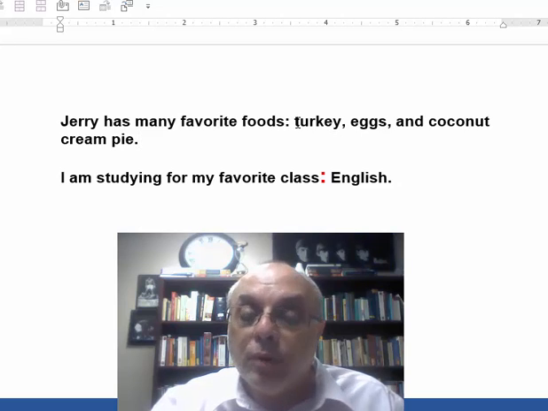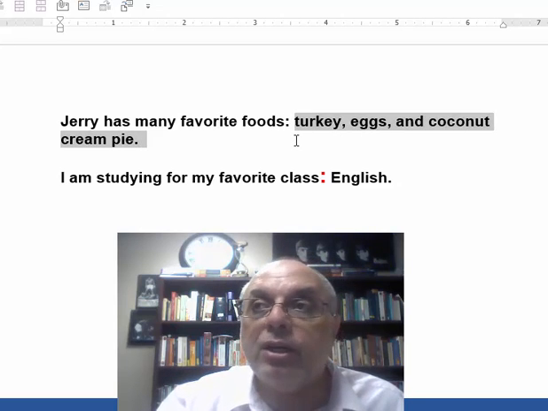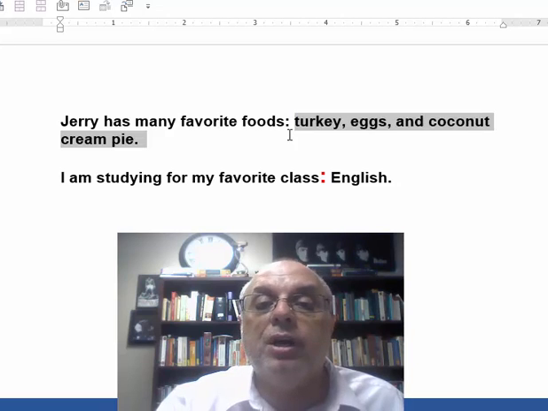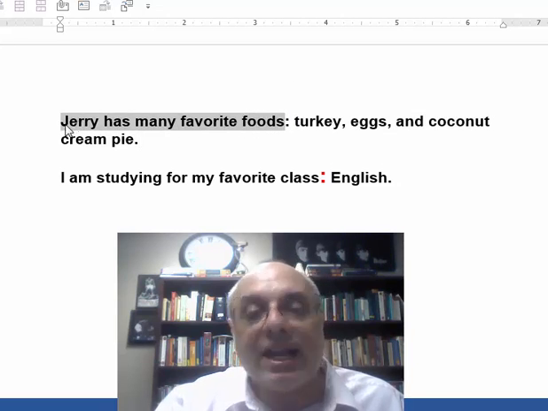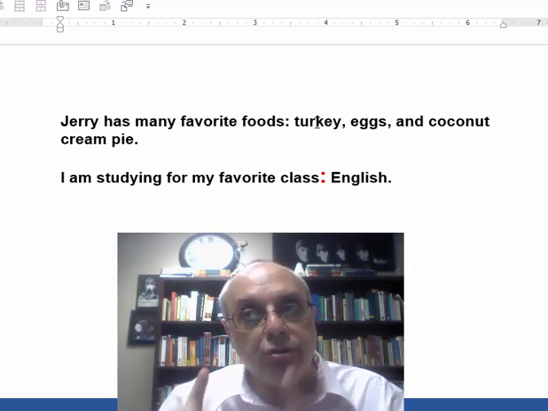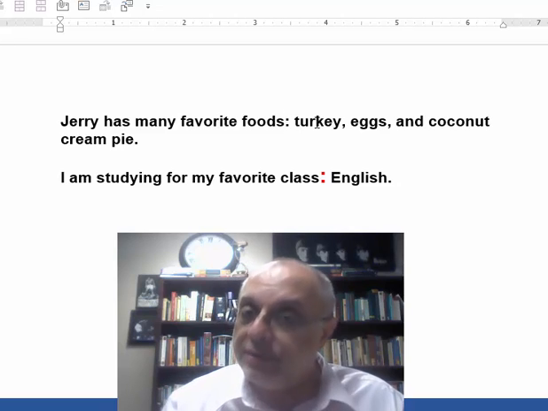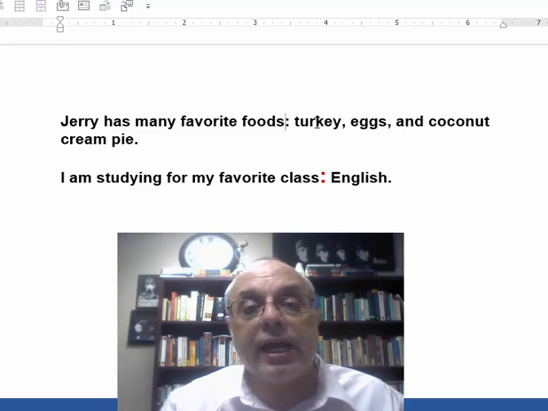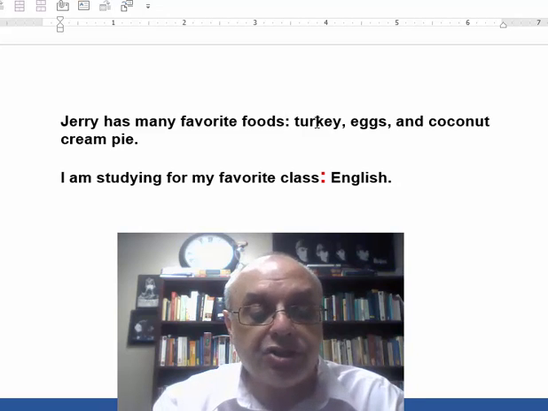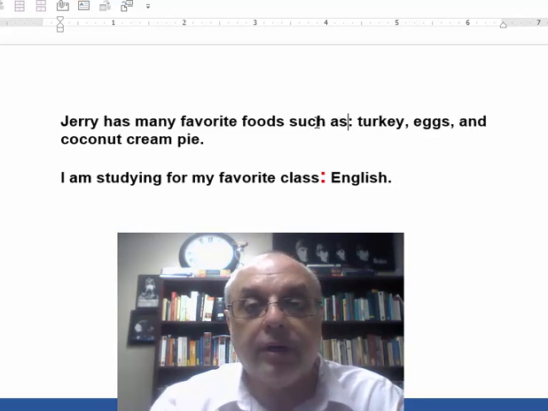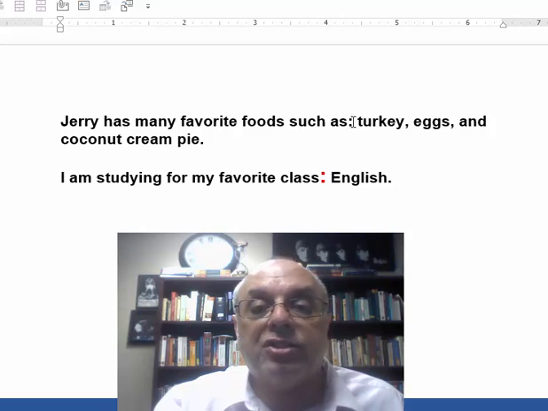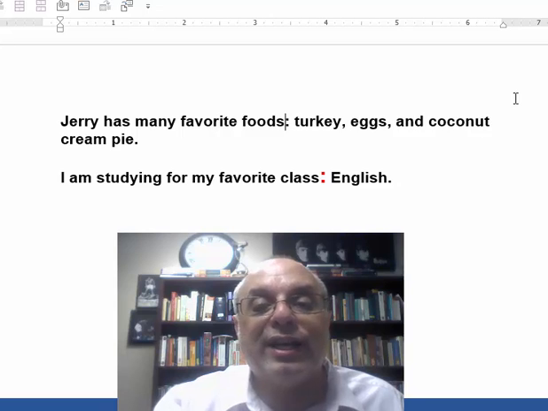And so what follows the colon doesn't have to be a complete sentence. This is a dependent clause. But what comes before the colon has to be a complete sentence. So those are two rules we'll keep in mind for when we want to use a colon. One, we always use it before a list, even if the list contains only one item, and two, we need to have a complete sentence before the colon. For example, this would be wrong: "Jerry has many favorite foods such as." Well, that's not a complete sentence. That's a fragment. So we couldn't do that. We would have to have a complete sentence before that colon.